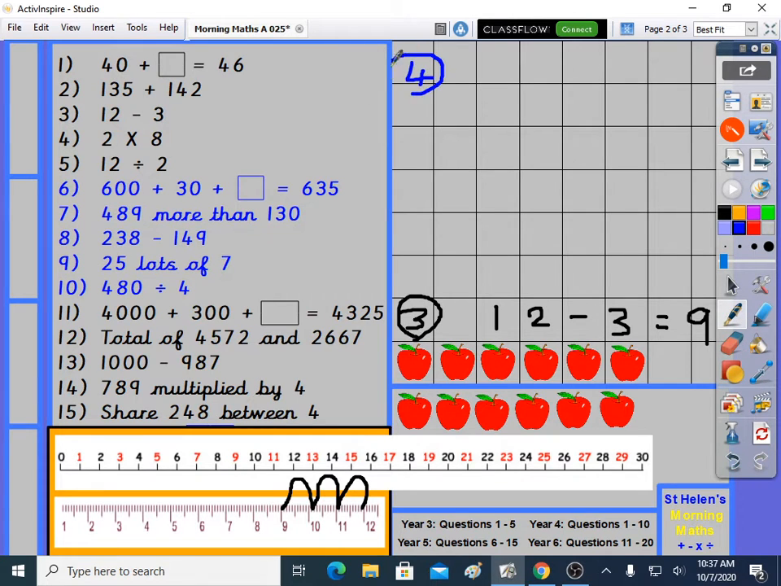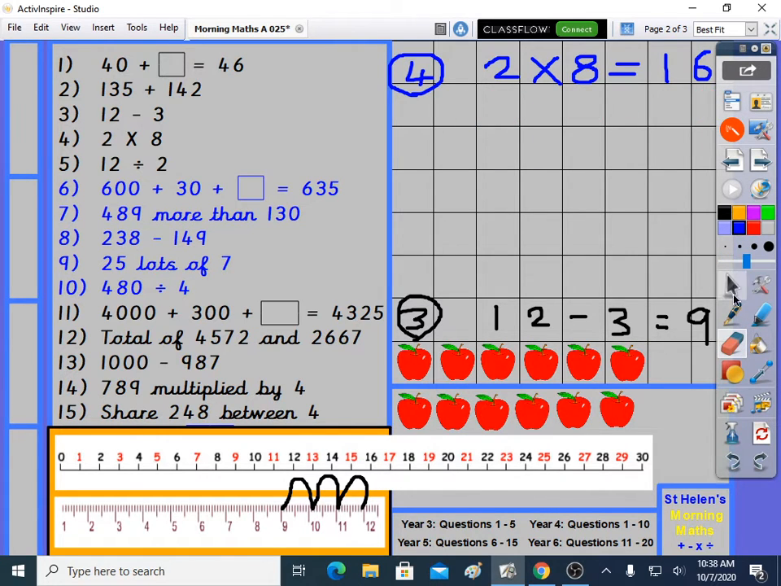Question 4 is times. 2 times 8. Do you know your 2 times table song? You sing it up to 8 fingers, and you'll get the answer. It's 2, it's 4, it's 6, and then it's 8, and then it's 10, it's 12, 14, 16. So 2 lots of 8, which is the same as 8 lots of 2, is 16. 2 times 8 is the same as 8 times 2. You don't need to write this, but if we did it the other way around, 8 times 2, it would still be 16.